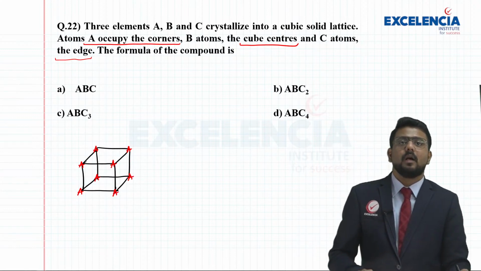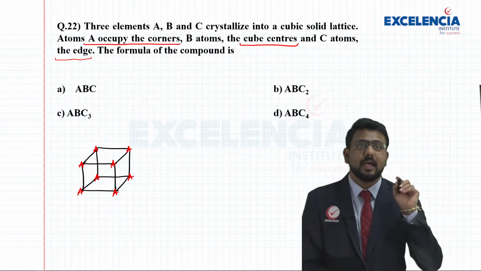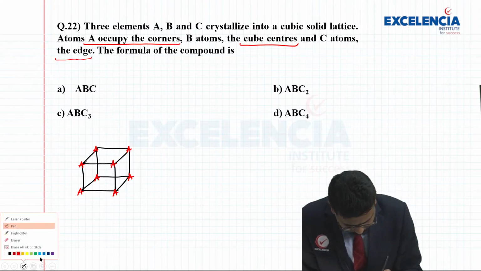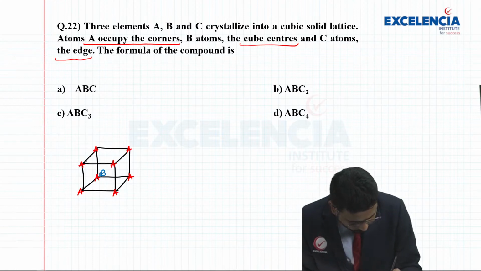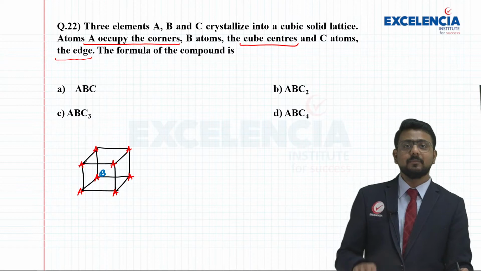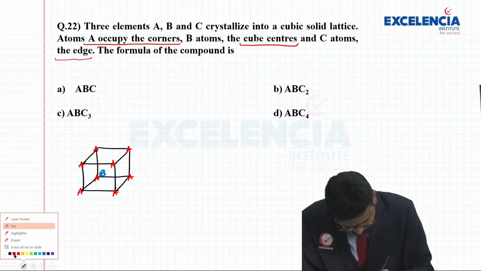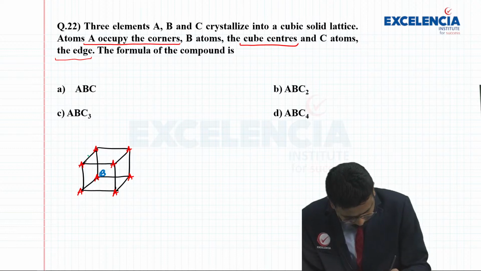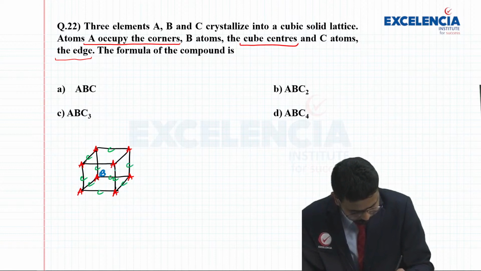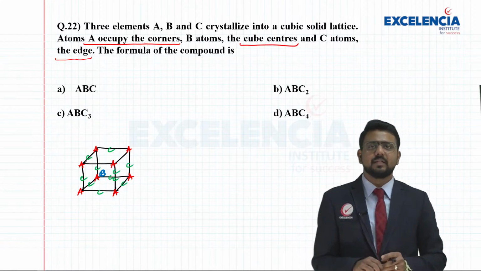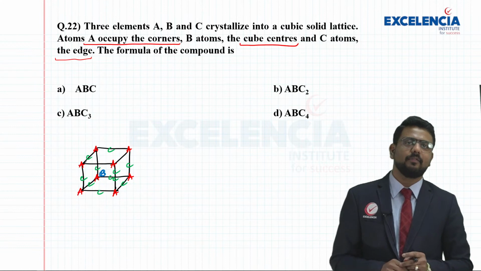Correct? Now atoms of B at the body center. So there is going to be just one atom of B here right at the body center, right? And atoms of C are along the edge centers, right? So C atoms we can put here everywhere along the edge centers. Okay. Now looking at this, they are asking you to find the formula of the compound.